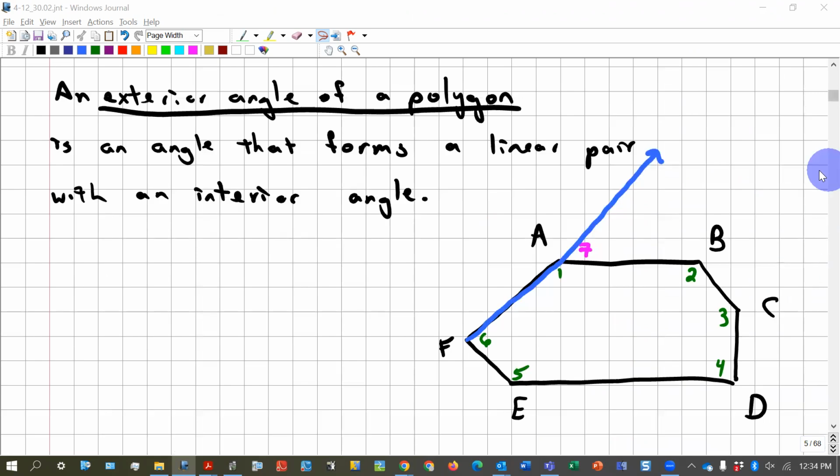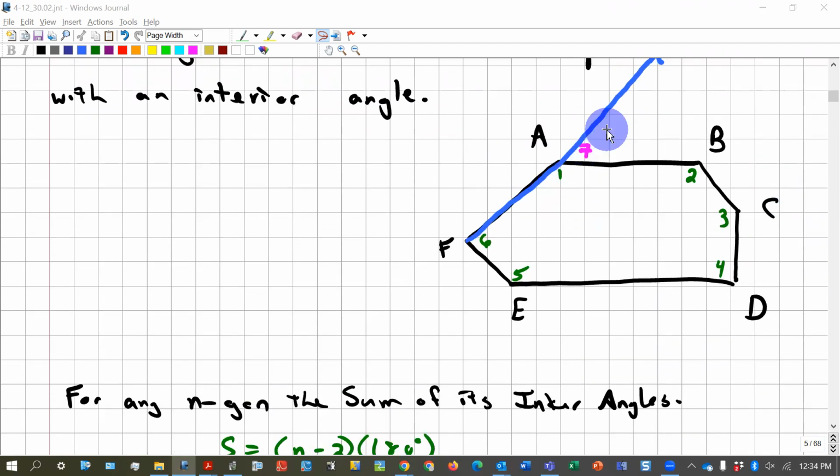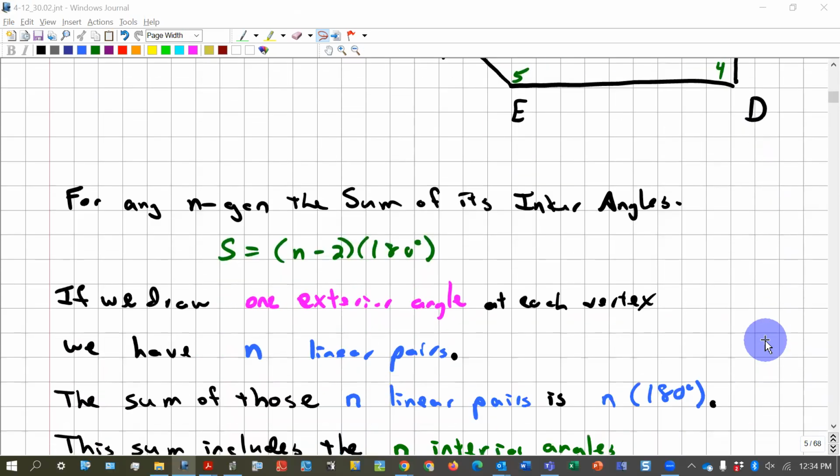And then an exterior angle makes a linear pair with an interior angle. And so at each vertex, there are 2 angles, an interior angle and an exterior angle, and they add up to 180 degrees. And however many sides the polygon has, that's how many sets of linear pairs you're going to have.